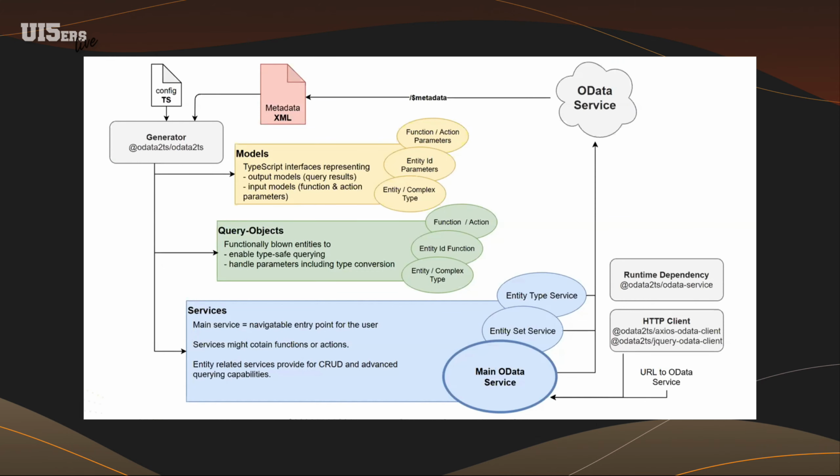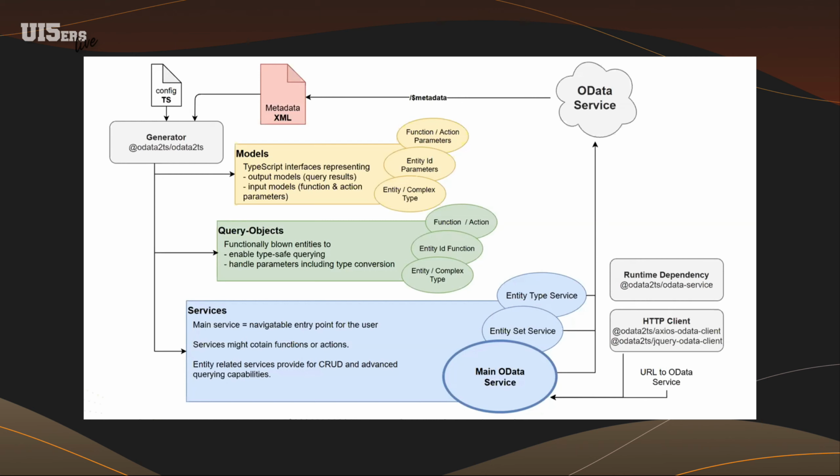Taking a look at the generation process, in this diagram, we start in the upper right corner. So when we have the OData service, it always generates a metadata file. We take this metadata file, and in combination with a TypeScript-based configuration file, the generator produces a lot of artifacts: models, query objects, and services. And as you can see, there are different sorts of models which are generated. Of course, entity types and complex types, but also types for IDs or function or action parameters. The query objects themselves are the functionally enriched entities. So they bring all the functionality which we require.